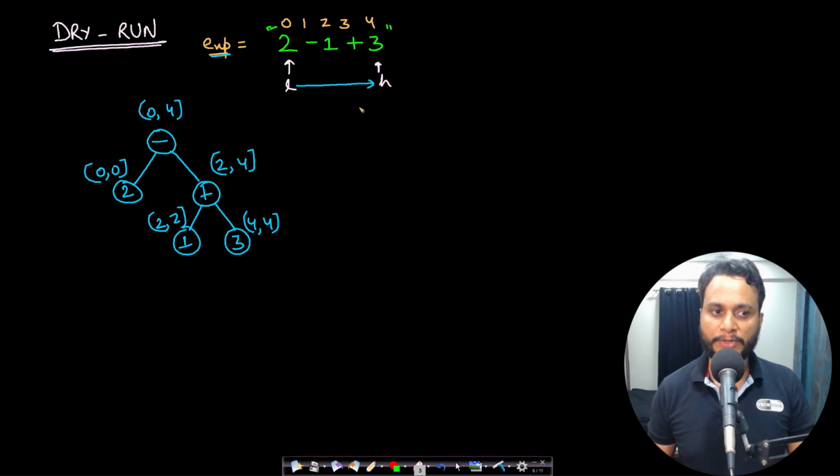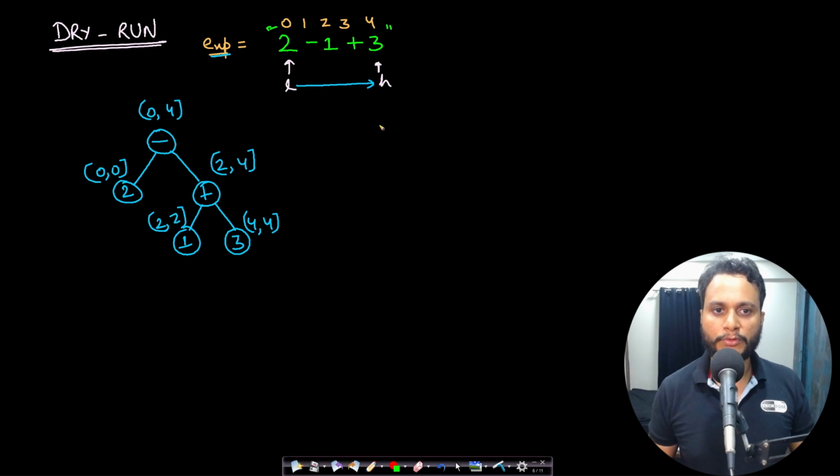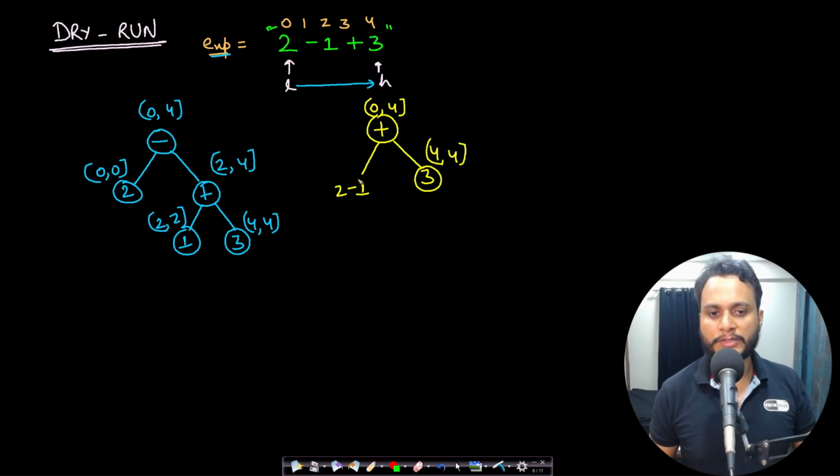And another expression tree will be when I decide not to break the entire expression at minus but at plus. And if you happen to do that, then at plus we can break, and the entire problem is in the range of 0 to 4. On the left hand side you will have 2 minus 1, on the right hand side you will have 3. This 3 is in the range of 4 to 4. On the left hand side you have 2 minus 1.